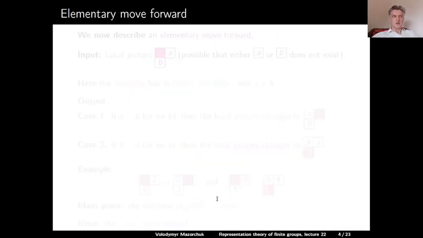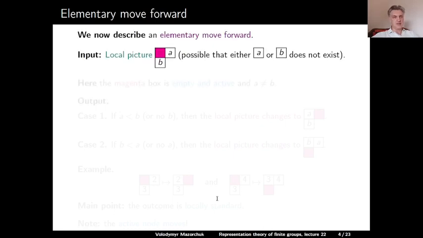So now we are going to define some procedures for how to manipulate skew Young diagrams and tableaus. And the first part of this procedure is the so-called elementary move forward. So the input for this elementary move forward is a skew Young tableau, which has the following local fragment. So we have this kind of picture where we have here an empty box, which we marked by the magenta color. And to the right of it, we have a box with a number A, and below it, we have a box with a number B.